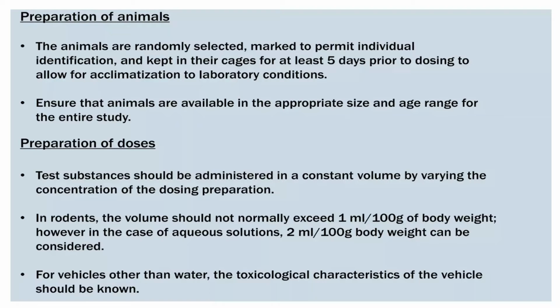Ensure that animals are available in appropriate size and age range for the entire study. Preparation of dose. The test substance should be administered in constant volume by varying the concentration of the dosing preparation. In rodents, the volume should not normally exceed 1 ml per 100 grams of body weight, however in case of aqueous solution 2 ml per 100 gram body weight can be considered. And for a vehicle other than water, toxicological characters of the vehicle should be known.